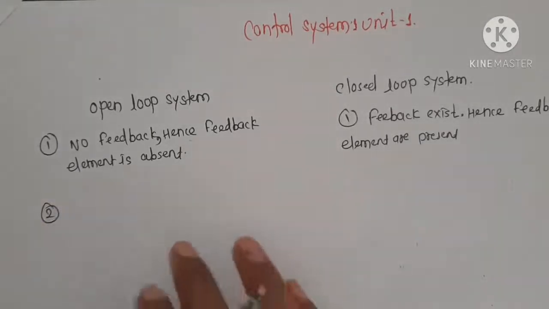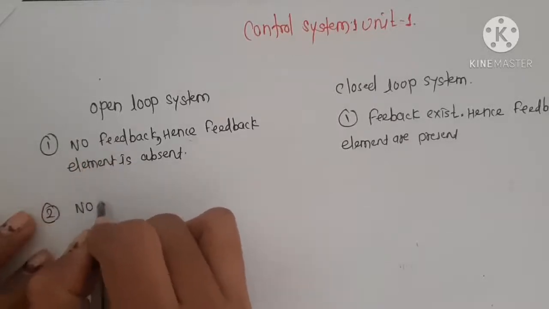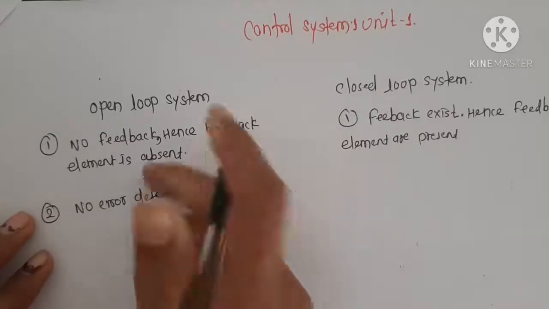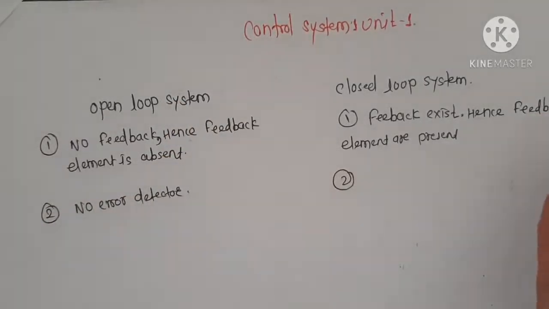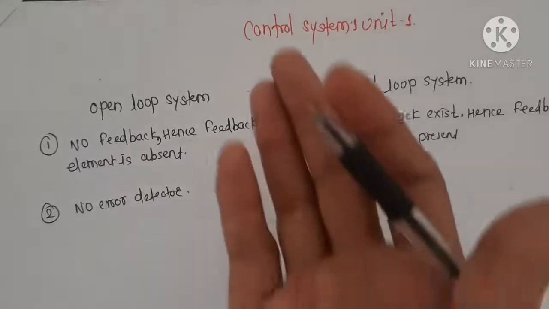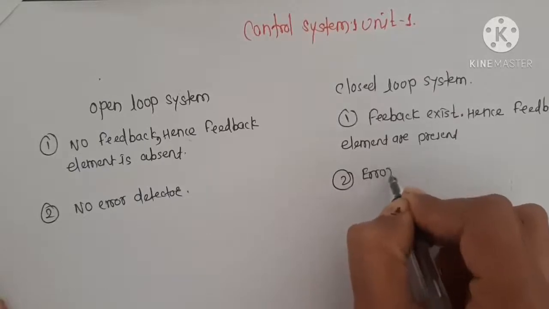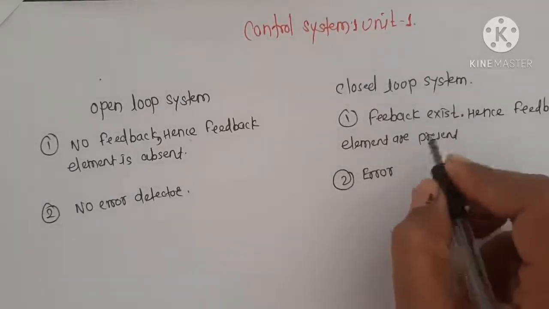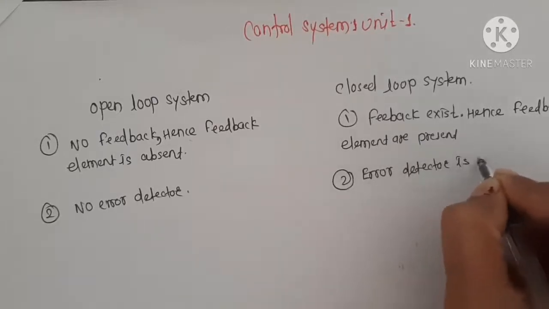Here no error detector is present in the open loop system, because feedback is absent. And in the closed loop system, as the controlling action is dependent on the output and the output is given to the input, whatever error gets generated gets corrected. So the error detector is present.